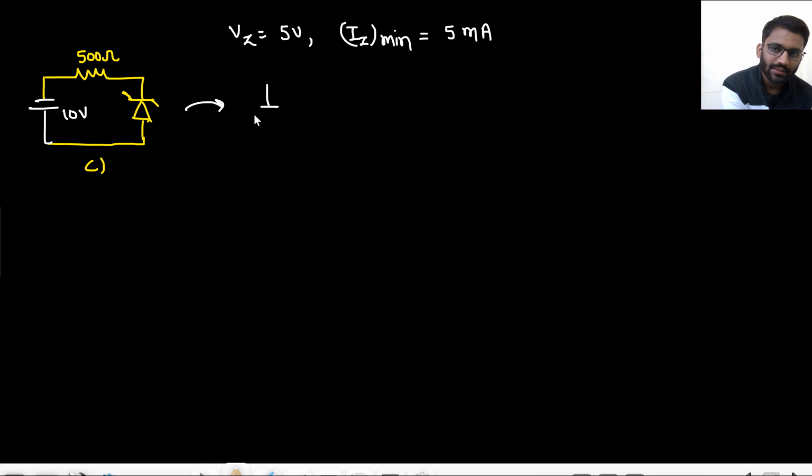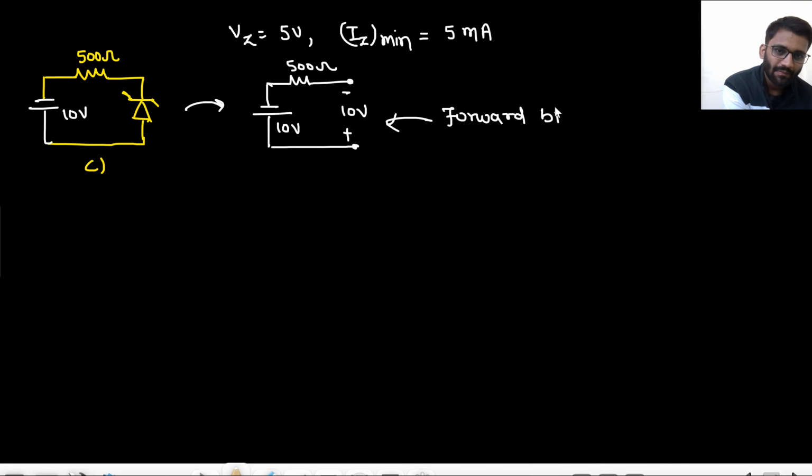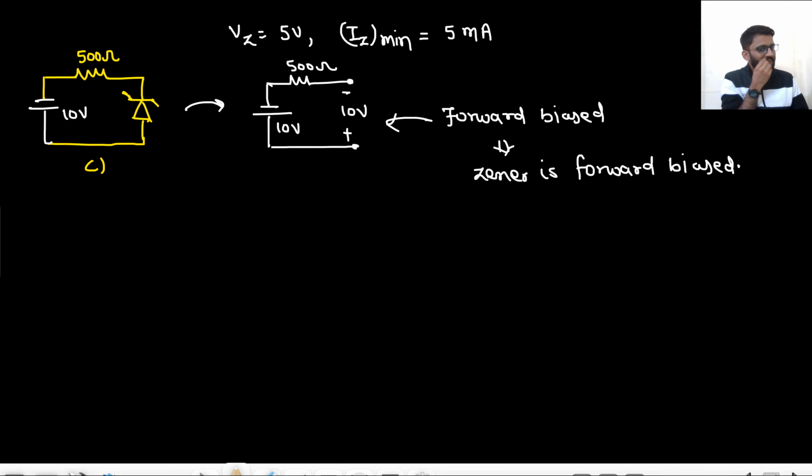If you apply a short circuit test, open circuit test, what do you see? Whatever the resistance it is having, that is 500 ohm. This is 10 volt. This is minus, this is plus. So at the N side you are having minus, at the P side you are having plus. So this is forward biased. So the answer is Zener is forward biased.